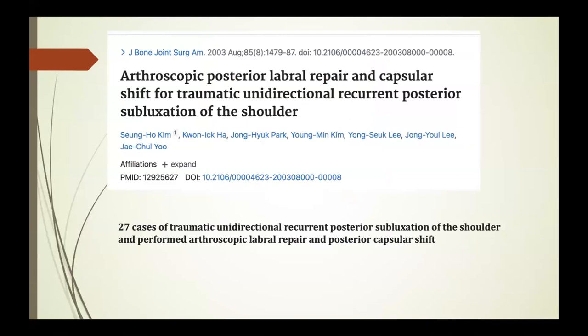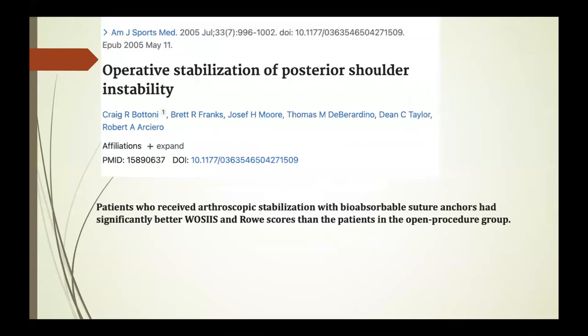A study was done on arthroscopic posterior labral repair and capsular shift for traumatic unidirectional recurrent shoulder instability by Kim et al. They said that in 27 cases of traumatic unidirectional recurrent shoulder instability with subluxation, after performing the capsular shift, there was no recurrence after the arthroscopic labral repair without any bony procedure. And Bottoni et al. performed arthroscopic stabilization of the posterior shoulder with bioabsorbable suture anchors in 19 patients and open repair in 14 patients with traumatic posterior shoulder instability. He reported that the patients who received arthroscopic stabilization with bioabsorbable suture anchors had significantly better ROW score than the patients with the open procedure.